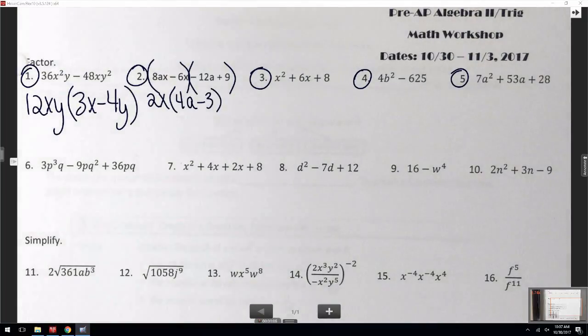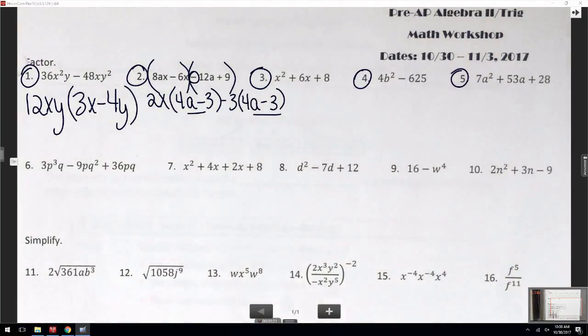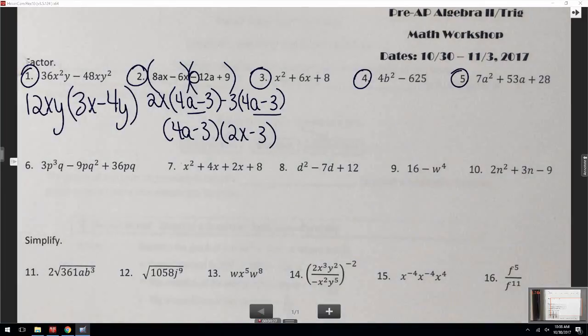All right, what about the back 2? What do the back 2 have in common? Negative 3. There you go. And then that would be 4a minus 3 as well. How do you know you get it right? They're the same. There you go. 4a minus 3 and 2x minus 3. Everybody okay? That's fine. You wrote 2x minus 3 and then 4a minus 3? Perfectly fine. How could you check that one to make sure it was right?